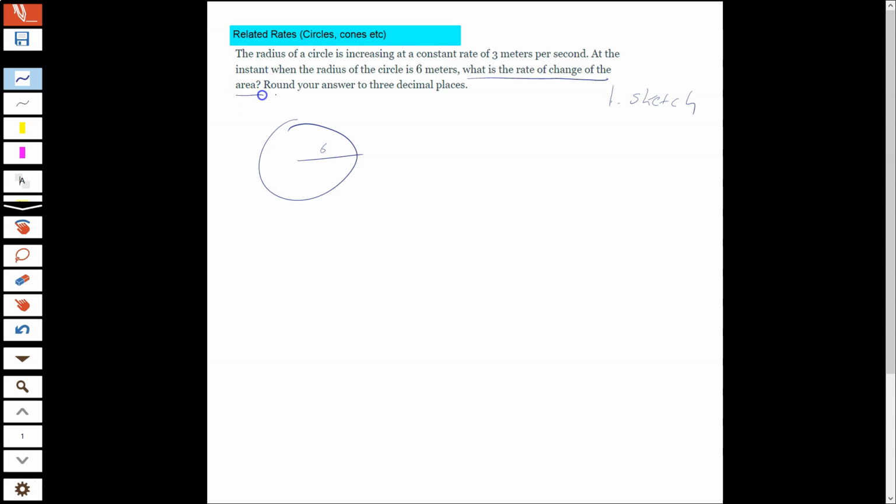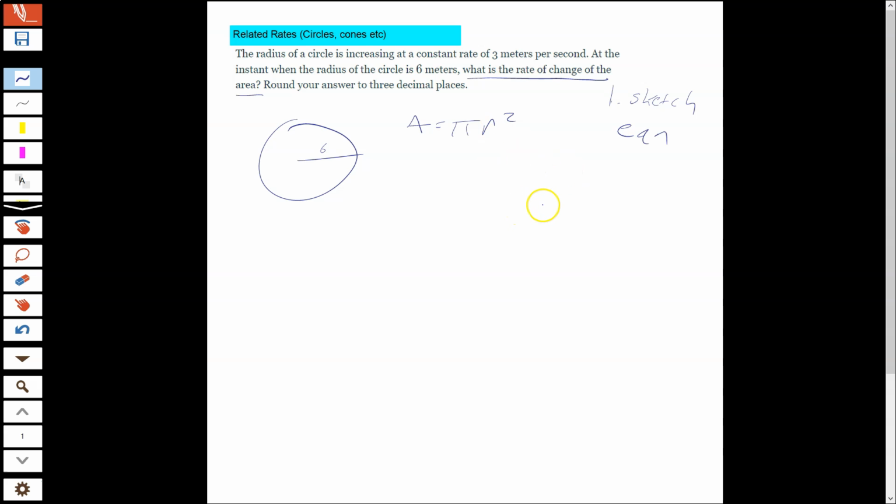Okay, so we want an equation now. Well, my equation needs to have radius and area in it. So my equation is going to be the formula for the area of a circle. Delta Math is assuming you know this, and it's probably true. You probably know it's pi r squared. Okay, so there's my equation.